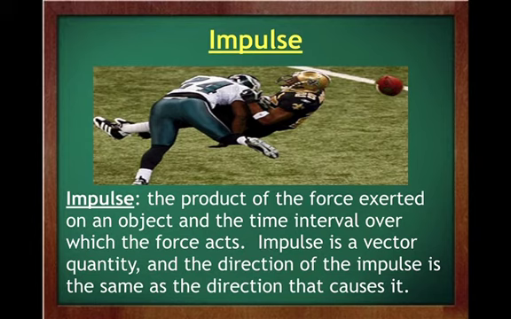So impulse is defined as the product of the force exerted on an object and the time interval over which the force acts. So essentially F net multiplied by delta t. Impulse again is a vector quantity, because the force would have been a vector quantity as well, and the direction of the impulse is the same as the direction that causes it. So whatever direction the force is acting in, that's going to be the direction the impulse is as well. You'll notice that this is one of our bolded and underlined things, so this should also go into your vocabulary journal with the following formula.